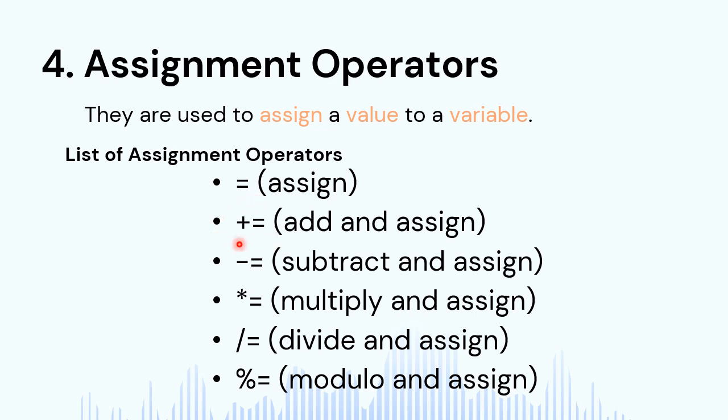The next one is add and assign. Add and assign basically gives, like, if i plus equal to 1, which means i is assigned the value of i plus 1. If i is already assigned the value of 2, then 2 plus 1 gives 3. So the new value assigned to i is 3. Next is subtract and assign, multiply and assign, divide and assign, and modulo and assign.